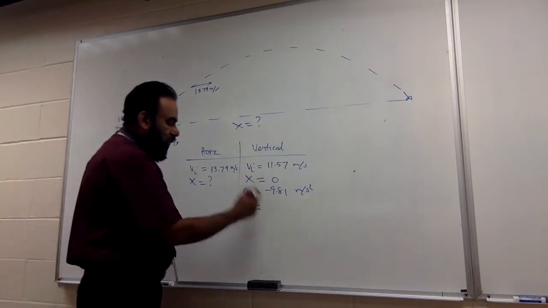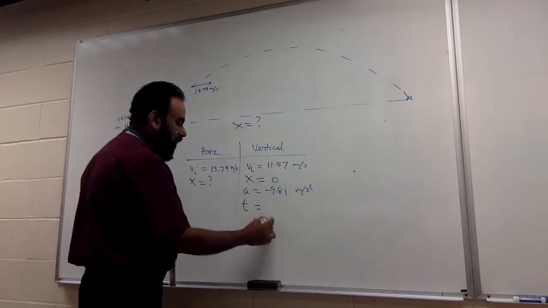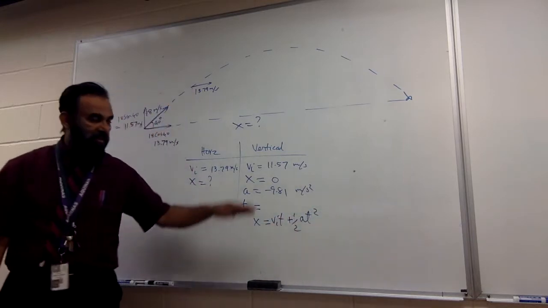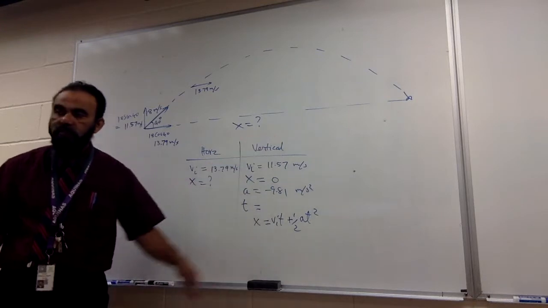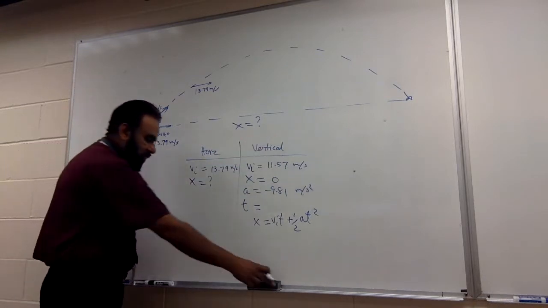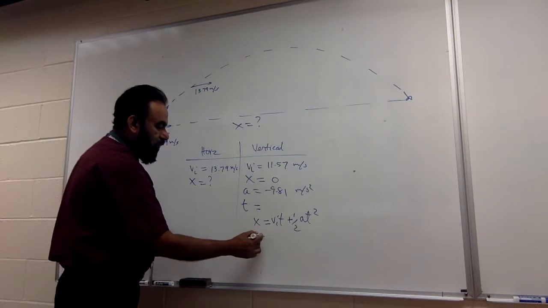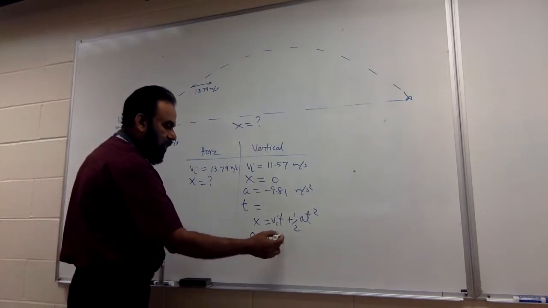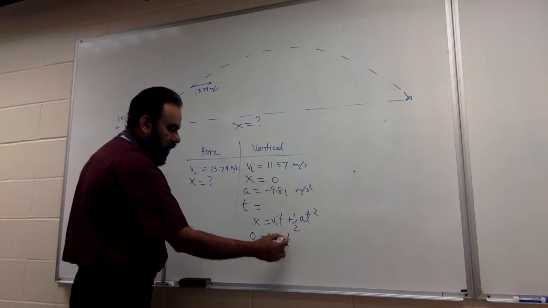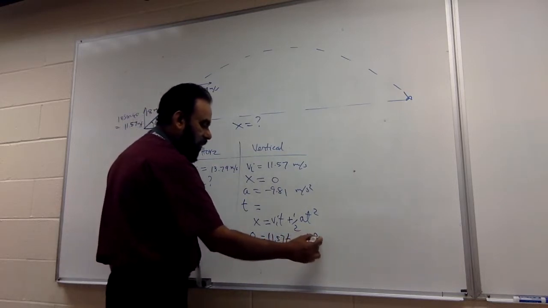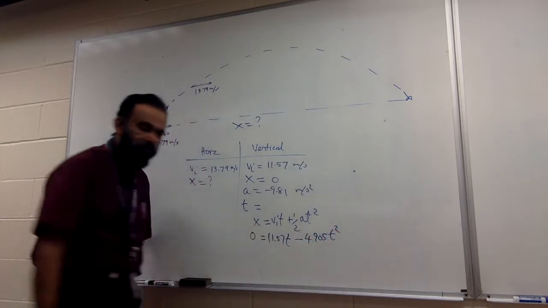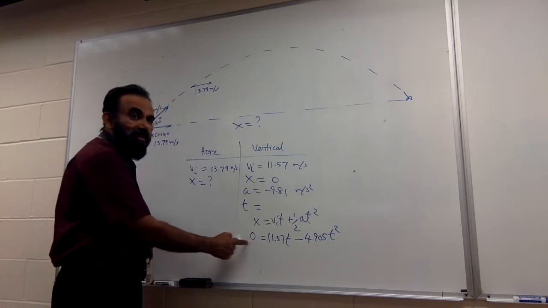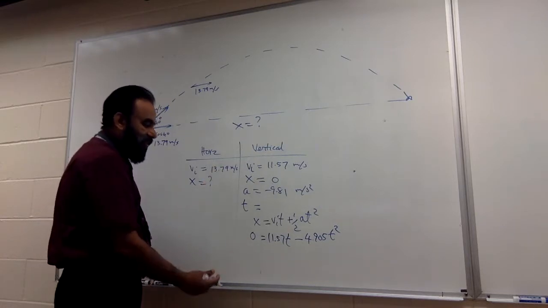All right, so to figure that out, you have to use the equation of motion, which is x is equal to Vi T plus half A T squared. You can see I'm writing the equations on the respective side. I'm not writing that equation here. So x is 0, which is equal to 11.57 T minus 4.905 T squared. It's not quadratic. Now, if this is not 0, then it's quadratic. If this is 0, it's very easy.